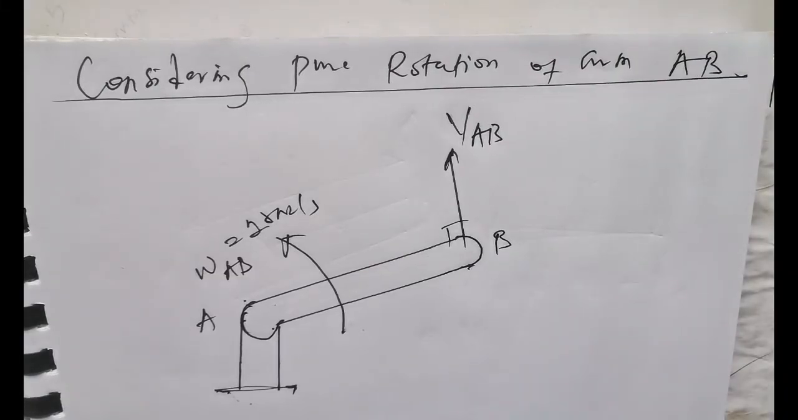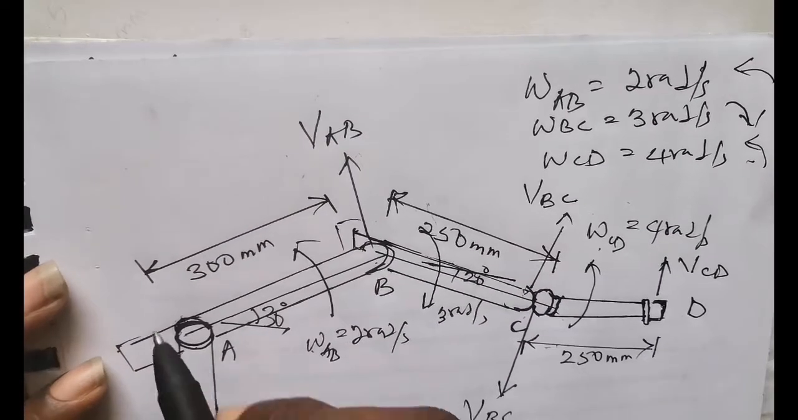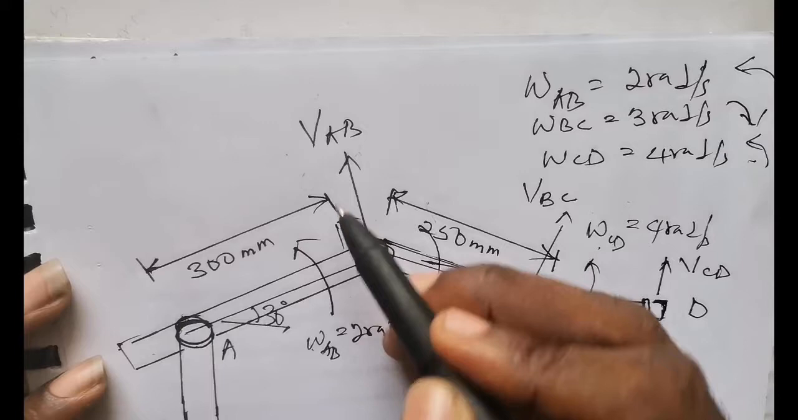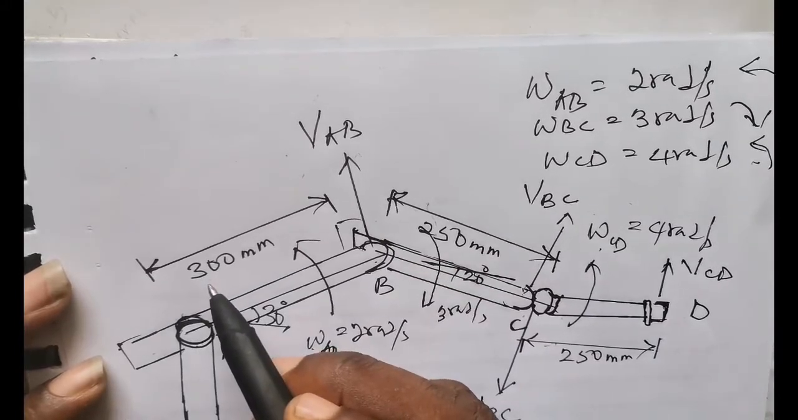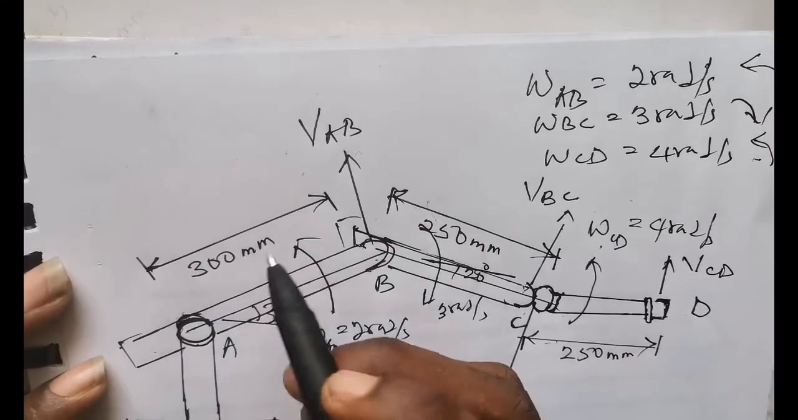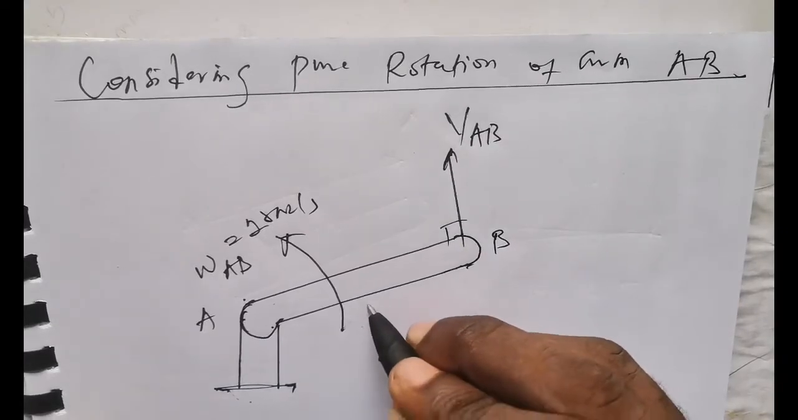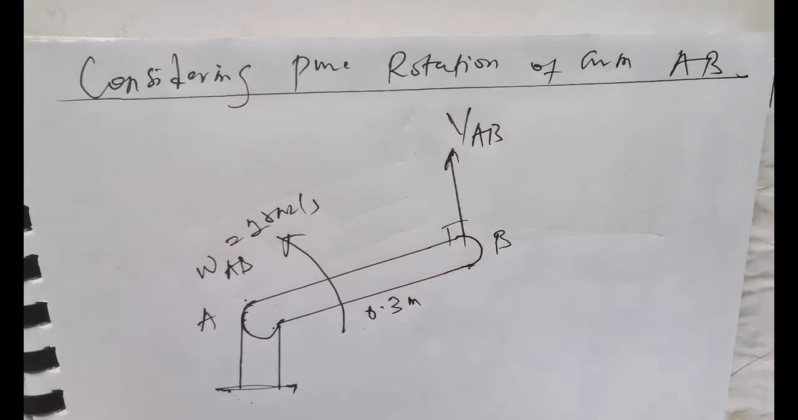Not forgetting, let's pull back the original diagram. Now, in the original diagram, the distance between arm A to B was given as 300 millimeters. So we convert that to meters, that becomes 0.3 meters, simply dividing 300 by 1000. So the distance between arm A to arm B is simply given as 0.3 in meters.